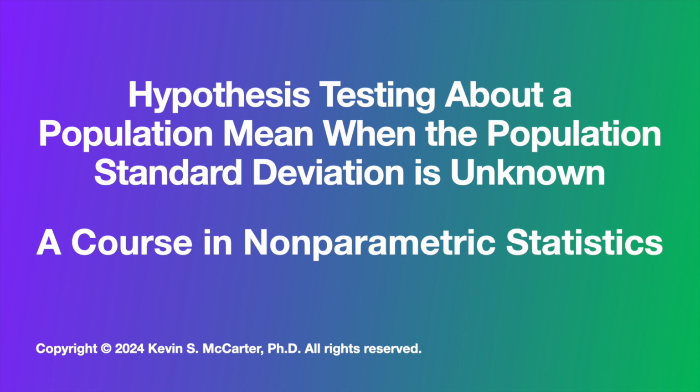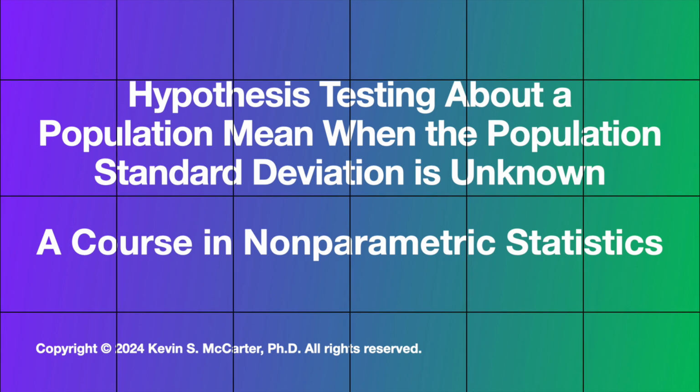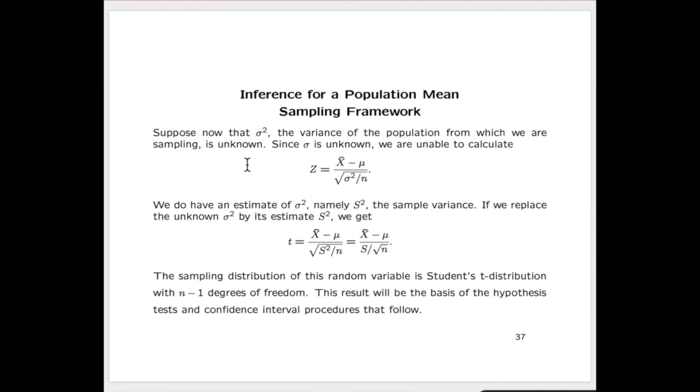In this section, we're going to be looking at procedures for making inferences about a population mean when we don't know the population variance, we don't know the population standard deviation. So suppose now that sigma squared, the variance of the population from which we're sampling and about which we want to draw inferences, that variance is unknown.